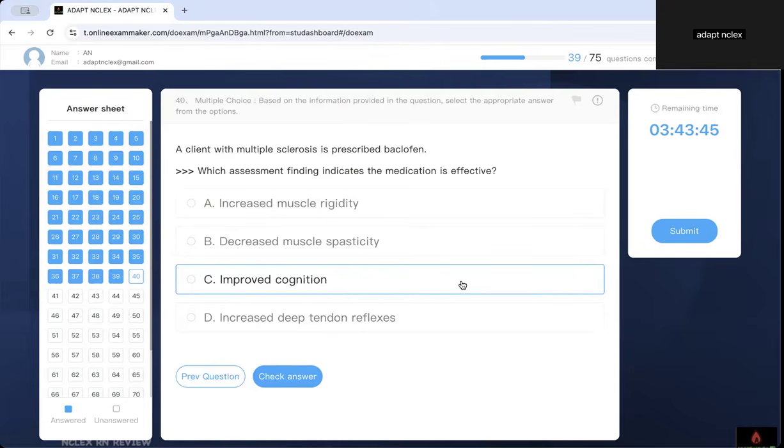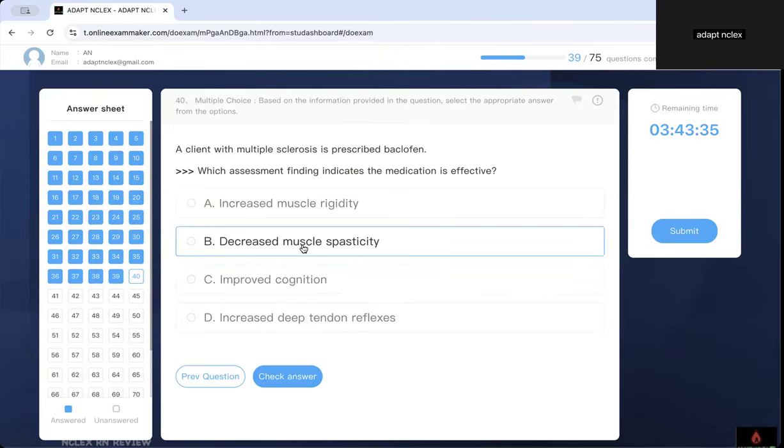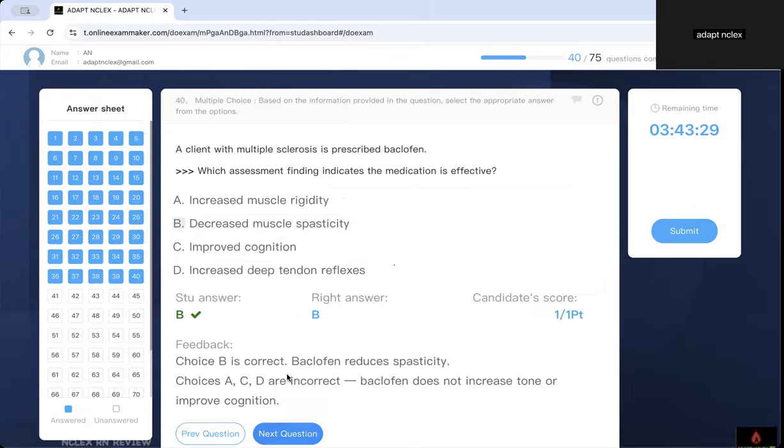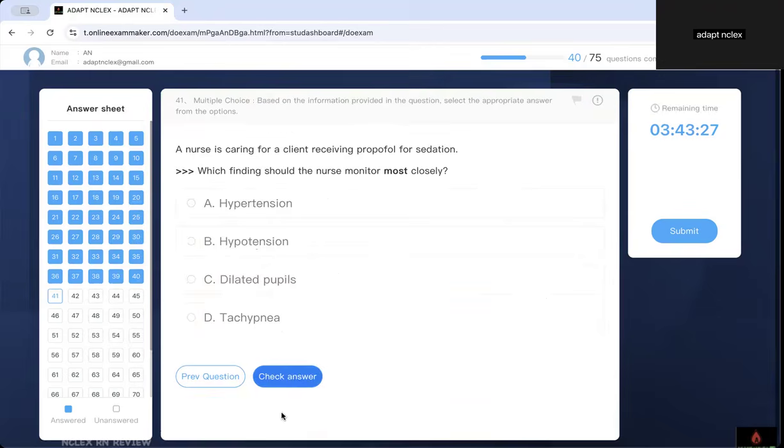The biggest problem with this, what do you think? They have a lot of stiffness, and therefore we're going to decrease stiffness. Baclofen you can use for cerebral palsy and other things. So it's a muscle relaxant. Note that it's used to decrease spastic muscle.